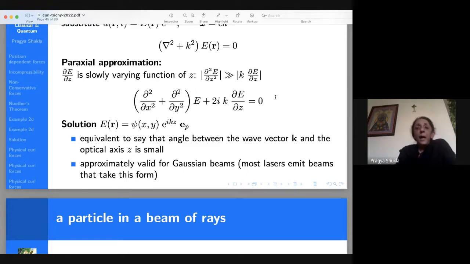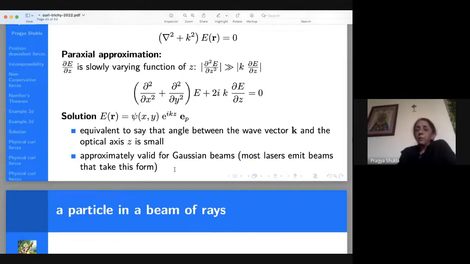You can see the solution of this equation can be separated, because this part depends on x and y only and this part depends on z. The solution is e^{ikz} times psi(x,y), which you have to determine. E_p comes from the polarization, which we assume is uniform. The paraxial approximation is quite often used for Gaussian beams, and most lasers emit beams that approximately take the form of Gaussian beams.